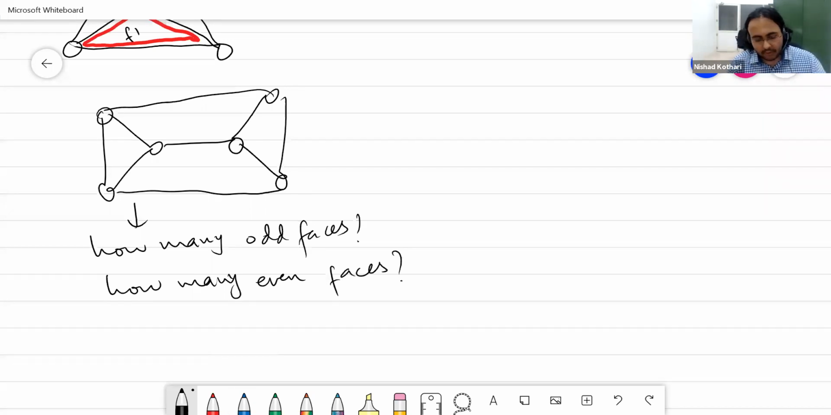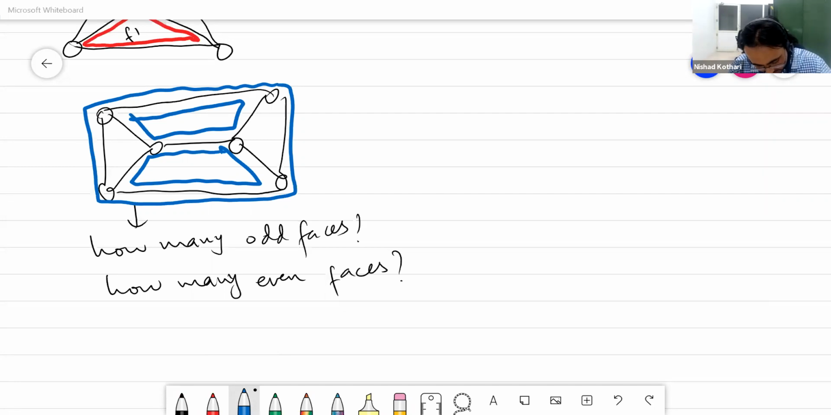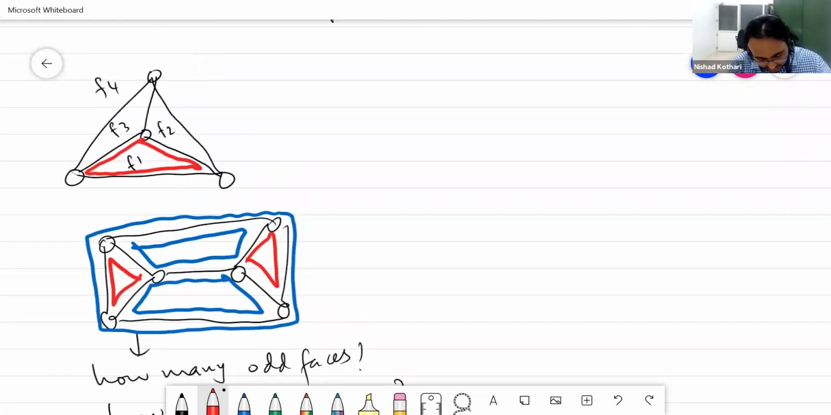Two odd faces and two even faces. You are almost right. The only caveat is that the outer face is also a face. So it is actually two odd faces. Yes, thank you. So there are two odd faces and three even faces. The even faces are in blue color and the odd faces are in red color. Okay, thank you. So that's good. So in the case of K4, all the faces are odd.